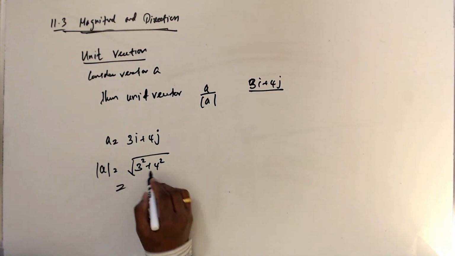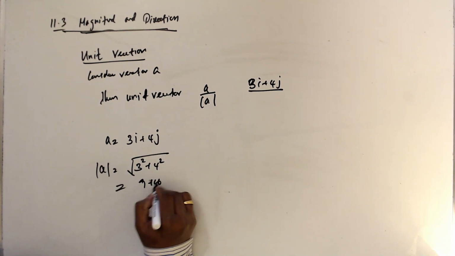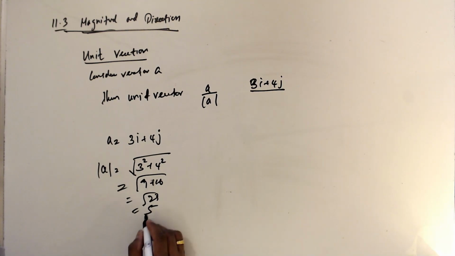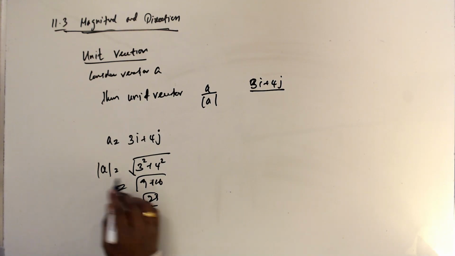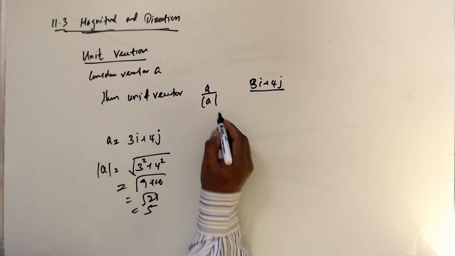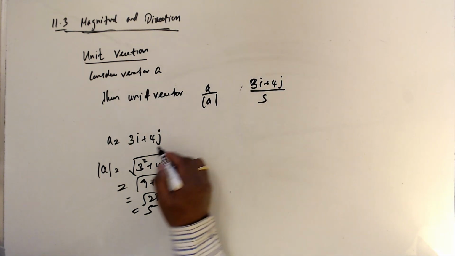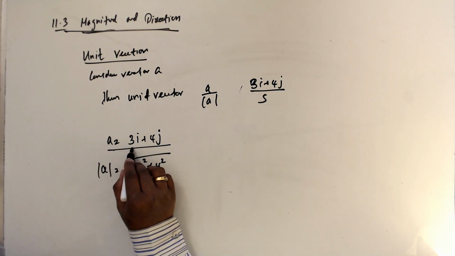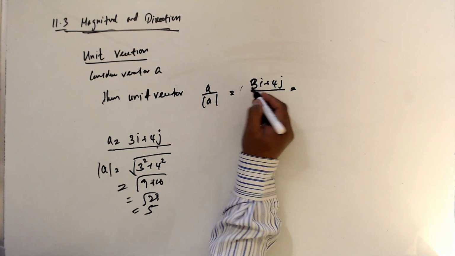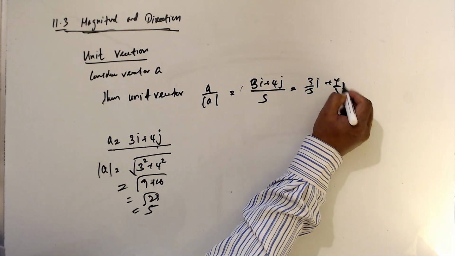So this is going to be 3 squared, 9, plus 16, 25, square root 5. The answer is plus or minus 5, but length can't be negative, so it is 5. Then we want to divide. Now I know this value is 5. So this is the unit vector for A equals 3i plus 4j. Also you can express this as 3 over 5 i plus 4 over 5 j.